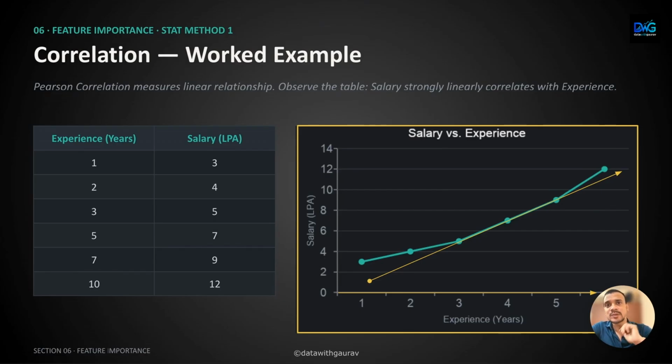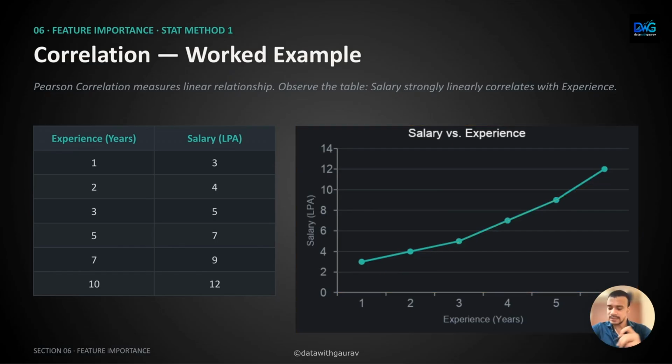It asks us a very simple question. As one variable changes, does the other also change in a consistent linear manner? In this example, the answer is yes. As experience increases, salary also increases almost proportionally, indicating a strong positive linear relationship. A high positive correlation tells us that experience is likely to be an important feature for predicting salary.